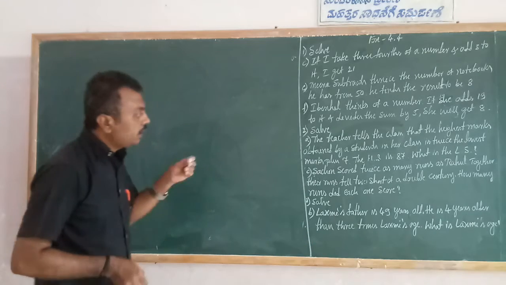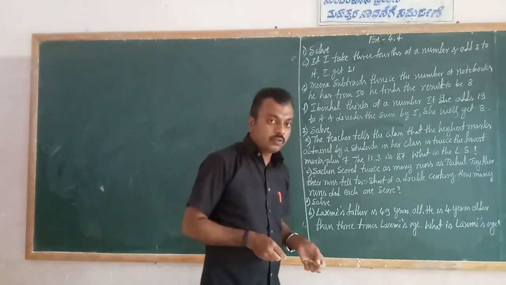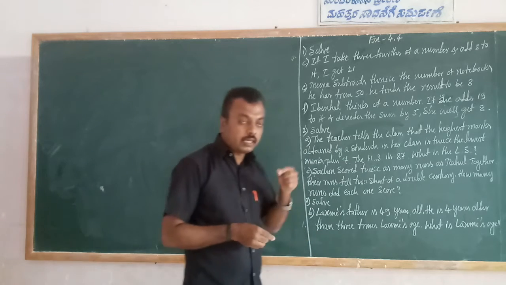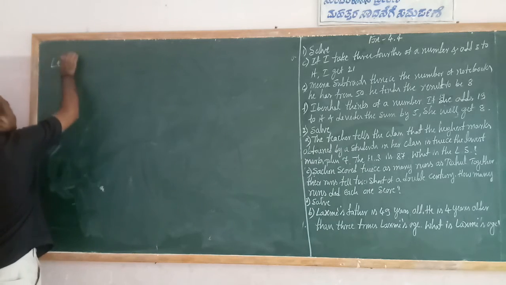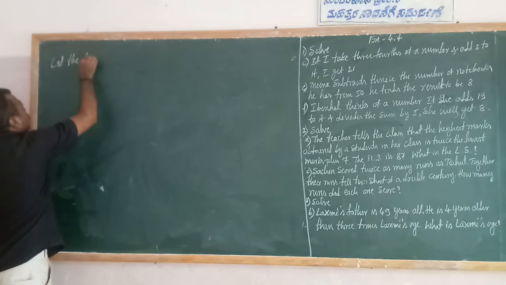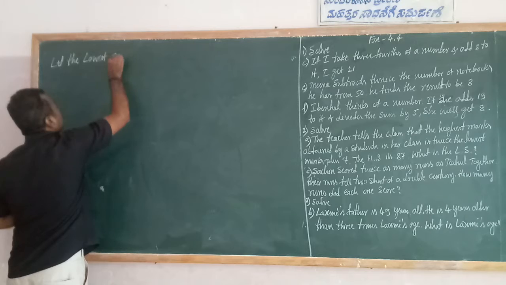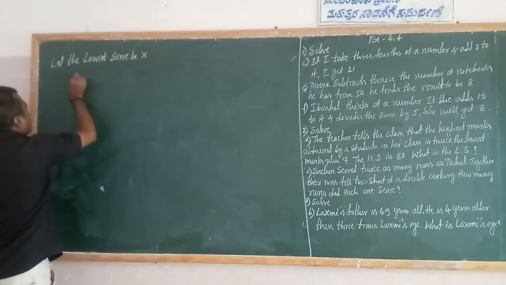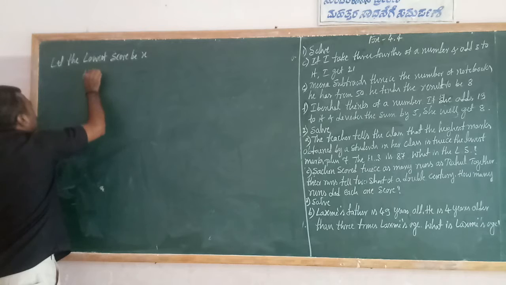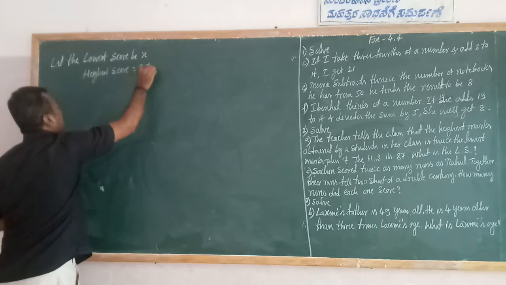First, the highest score is 87. The lowest score we don't know. What is the lowest score? We don't know, that's why we can take it as X. Let the lowest score be X. So, what is the highest score? The highest score is equal to 87.